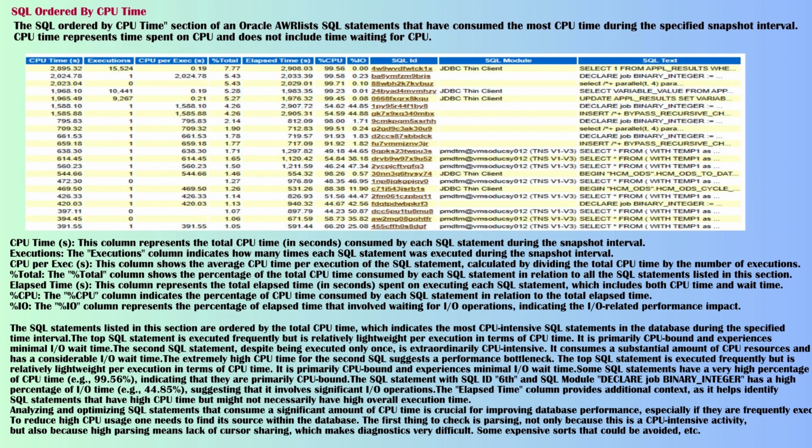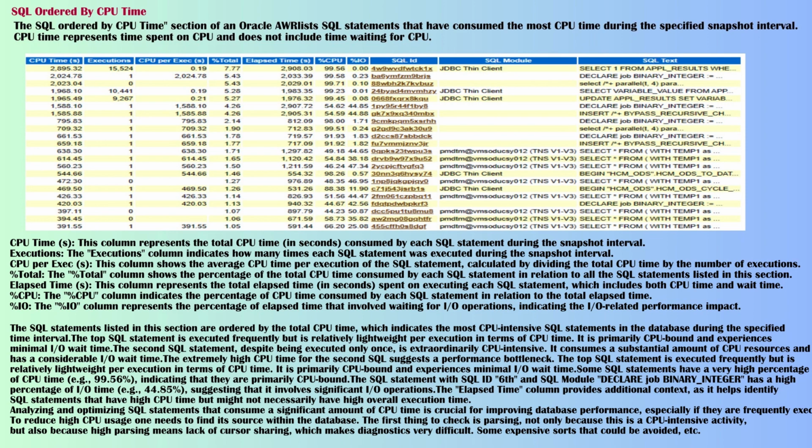SQL ordered by CPU time. The SQL ordered by CPU time section of an Oracle AWR report lists SQL statements that have consumed the most CPU time during the specified snapshot interval. CPU time represents time spent on CPU and does not include time waiting for CPU.